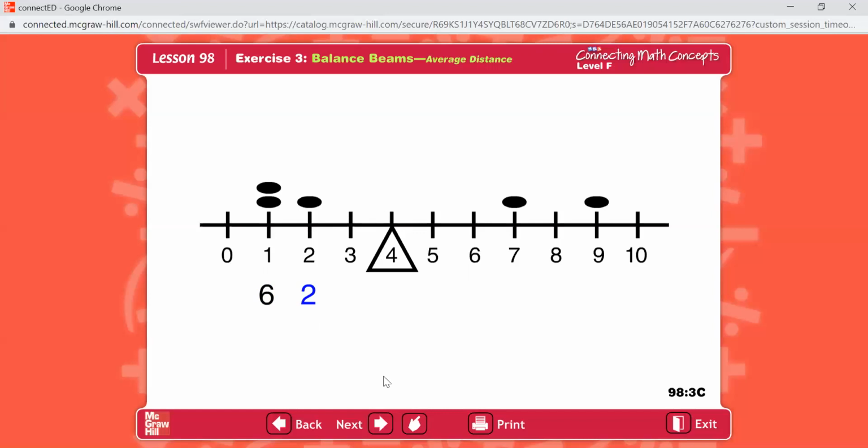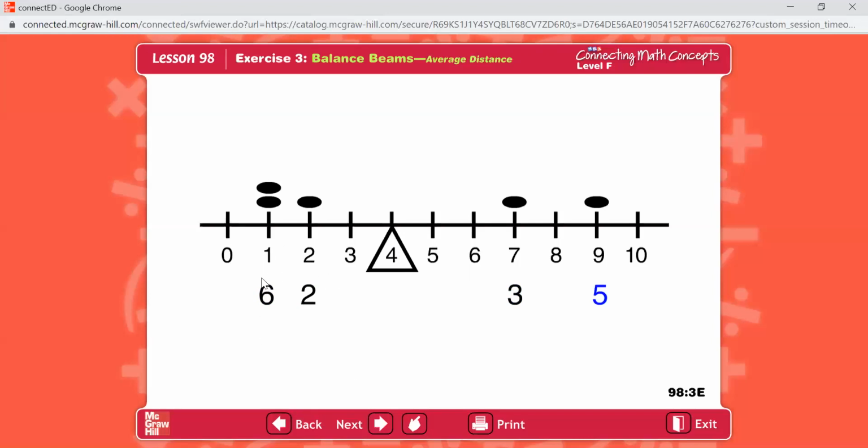So now let's look at 7. How many is this away from 4? Let's count. 1, 2, 3. It's 3 away. And 9. How many is 9 away? 1, 2, 3, 4, 5. It is 5. Now, we figure out the total distance on each side.